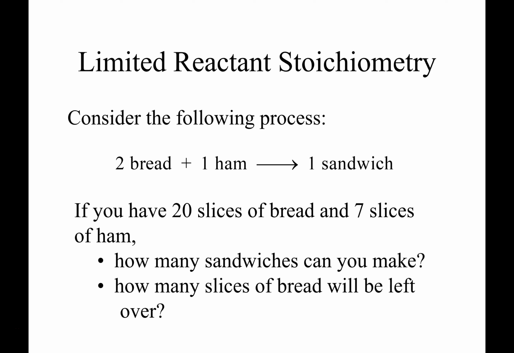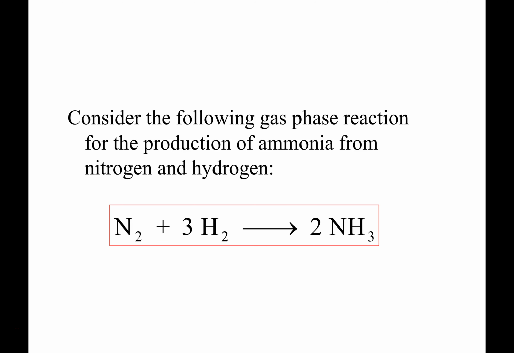So if we make 7, how much bread will be left? 6 slices, because for each of my 7 sandwiches, I want 2 slices of bread. So 7 times 2 is 14, so 20 minus 14 is 6, exactly.